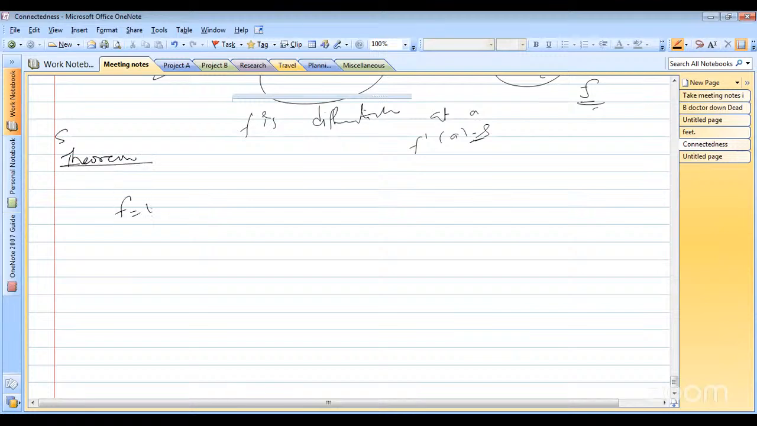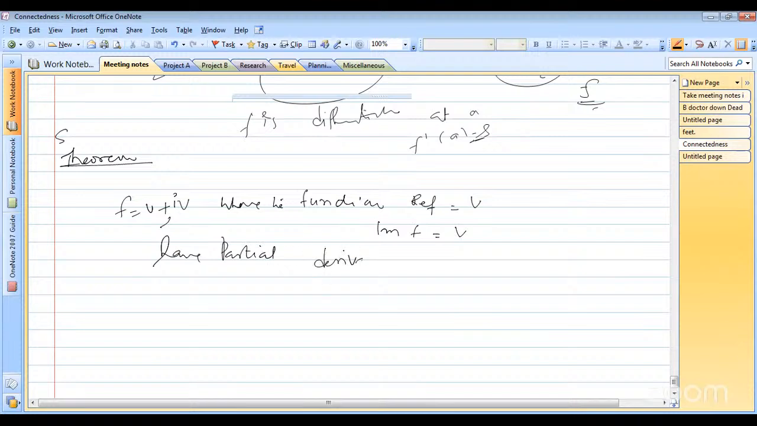Suppose f is equal to u plus i v, where the function has real and imaginary parts. Now the partial derivatives, which are continuous at (x0, y0), satisfy the Cauchy-Riemann equations.